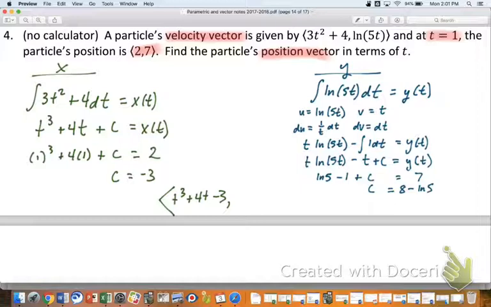So then your y component would be t ln of 5t minus t plus 8 minus natural log of 5 for your y position, or y component of position. So think of that as a little bit of review, kind of spiraled in there, of how to do parts again. Probably a good thing, right? Considering parts is on your final, not a bad thing.